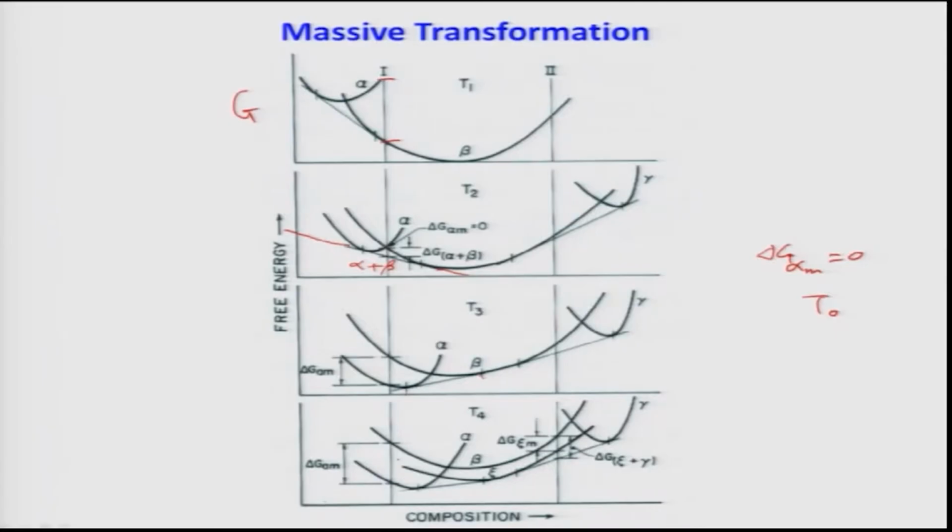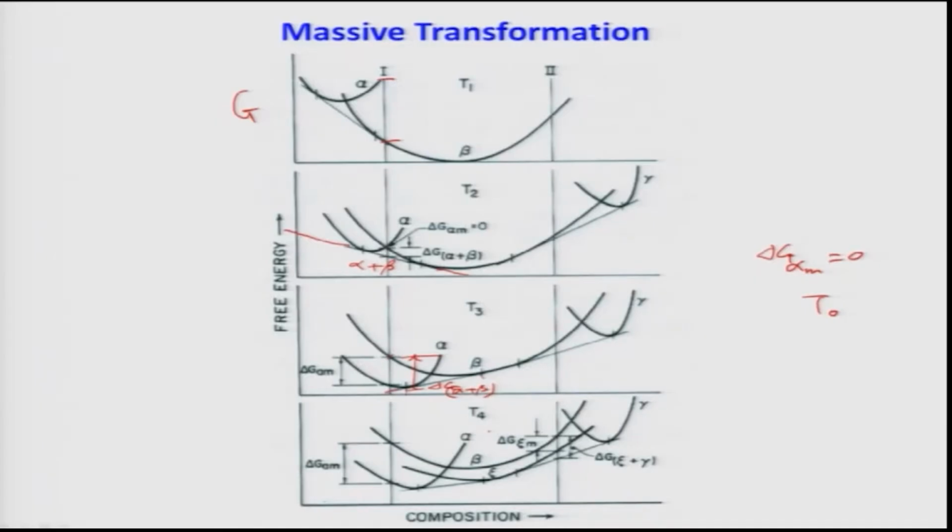Now, on the other hand, if it has to transform massively, that means there will be no compositional change from beta to alpha. The driving force available is again given by delta G alpha m. That is quite large here. Even that driving force is almost the same as for the precipitation of alpha from beta. I can write this as delta G alpha beta, and for the massive transformation, they are comparable. As you go down to temperature T4, the massive transformation delta G alpha m becomes higher.